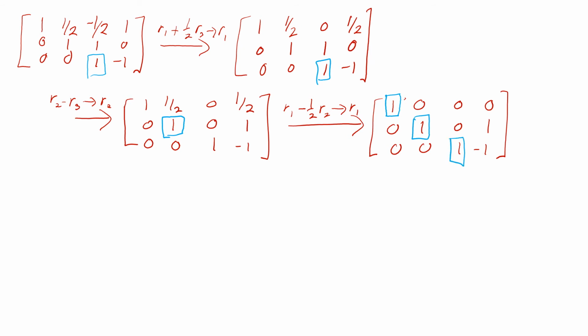So this followed what's called the Gaussian method. If you follow the Gaussian method, you are always guaranteed you are going to come out with a matrix in row reduced echelon form when you're finished.